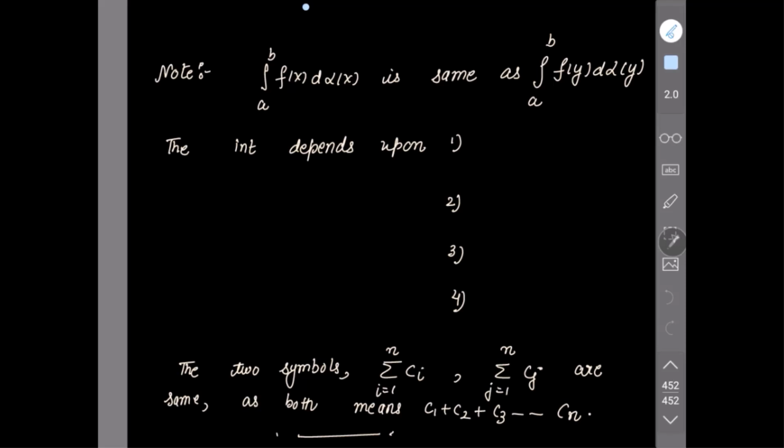So the integral depends first on f, then on alpha, then on the limit points a to b. So it depends upon these four things. And the two symbols, summation of ci, i going from 1 to n, or summation of cj, j going from 1 to n, are the same. Both mean c1 plus c2 plus c3 up to cn. Right? So the integral depends upon f, alpha, a and b, but not on the variable of integration, which may as well be omitted.